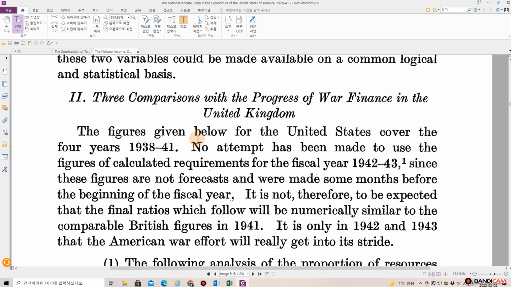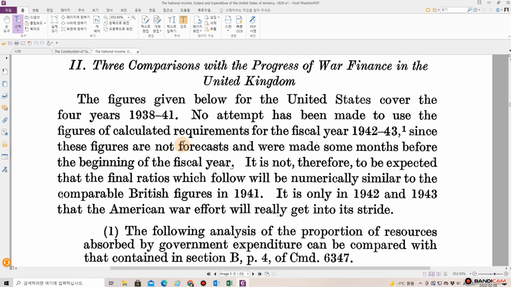Chapter 2. 3. Comparisons with the progress of war finance in the United Kingdom. The figures given below for the United States cover the 4 years 1938 to 41. No attempt has been made to use the figures of calculated requirements for the fiscal year 1942 to 43, since these figures are not forecasts and were made some months before the beginning of this fiscal year.